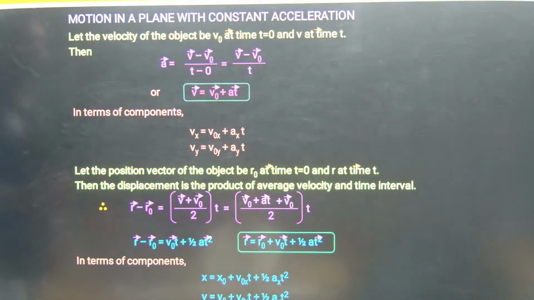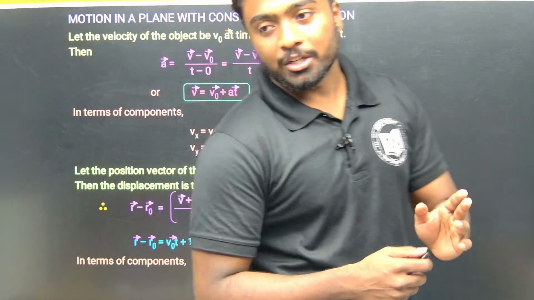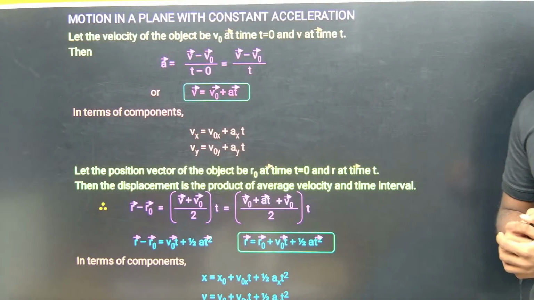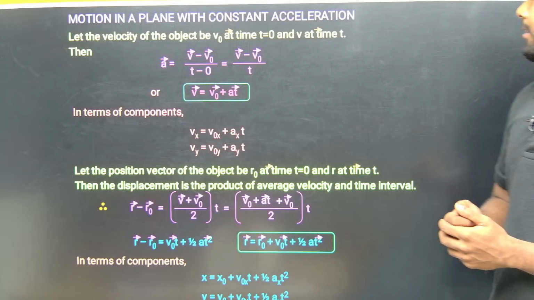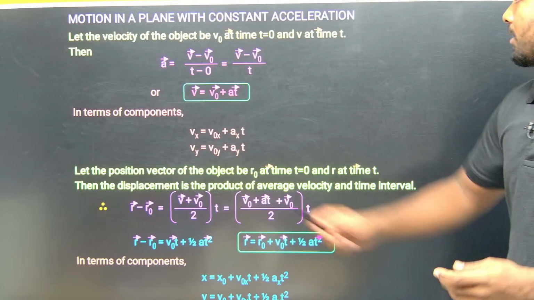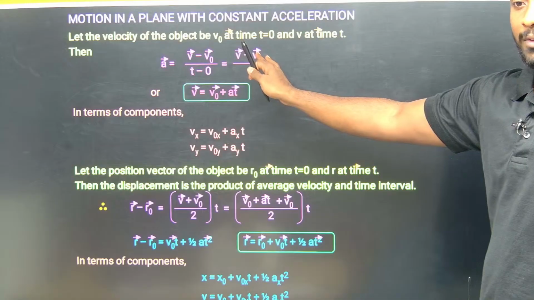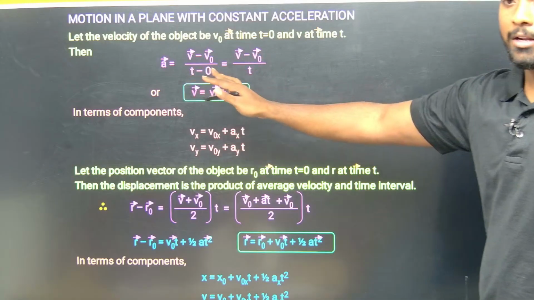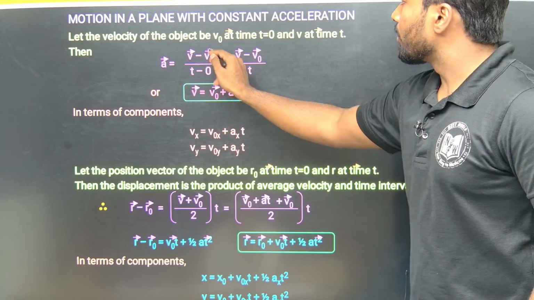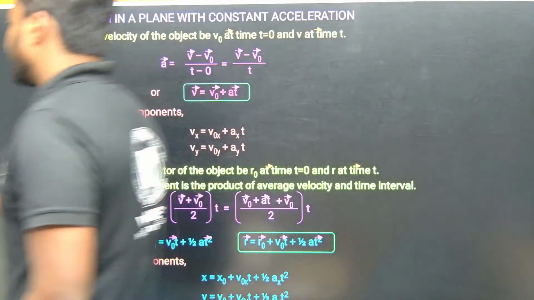So motion in a plane with a constant acceleration. We have seen the kinematic equations, the same kinematic equations we are going to use here. So we know that the change in velocity, v minus u, is equal to at. If you see here, v and u have been given. V is the final velocity, u is the initial velocity. I'll write.